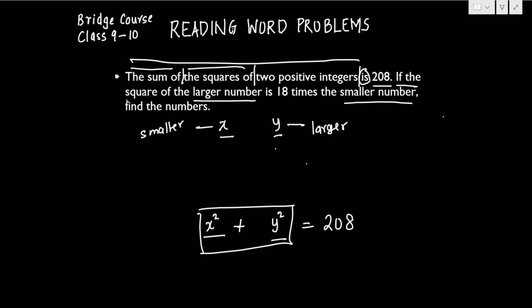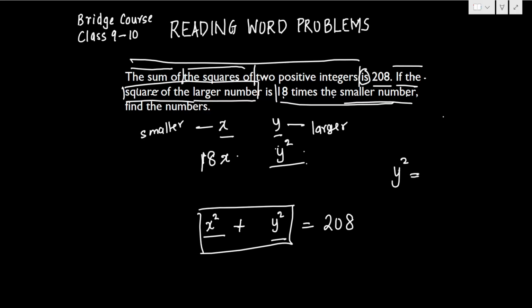So what are they saying? The square of the larger number. The larger number is y. The square of that is y square. Correct? And the smaller number is x. 18 times the smaller number is 18x. So we got this part covered. Now what they're saying is that the square of the larger number, which is y square, is equal to 18 times the smaller number, 18x.